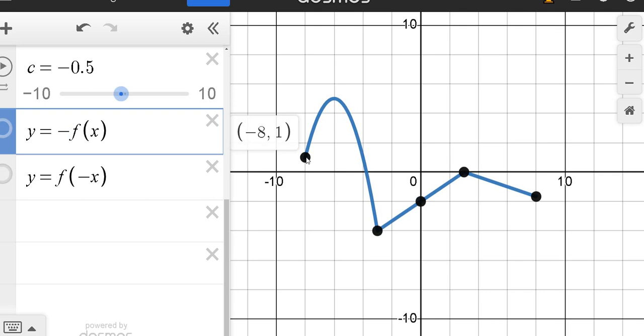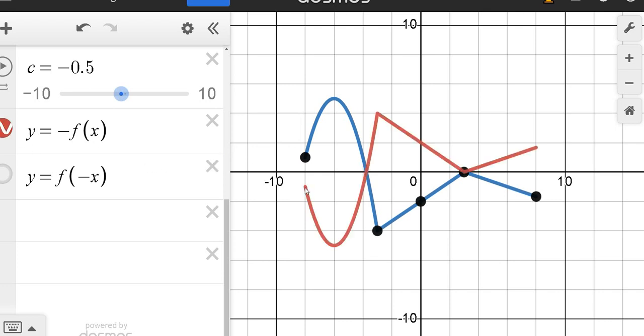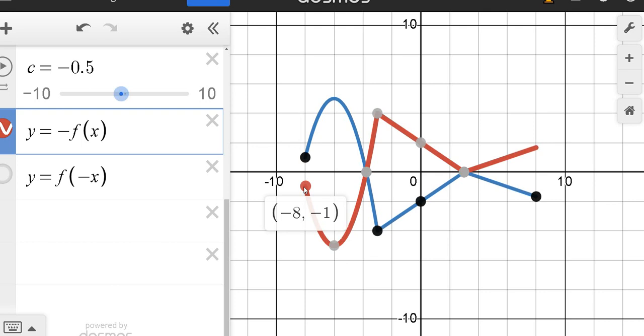So the point which is here at -8 and 1 should be down here, because you're going to change the y coordinate. It's going to be the negative of what it was. So I should have a point down here at -8 and -1. Let's see that that's true. And bam, there it is.